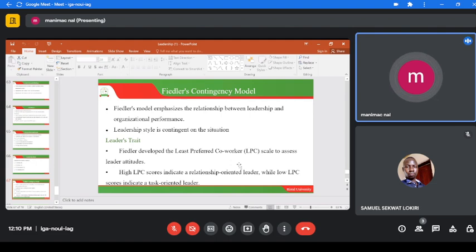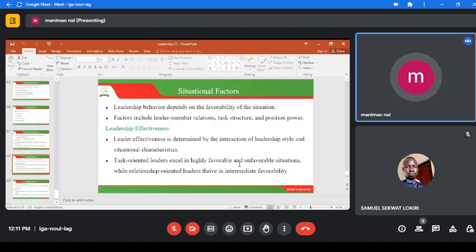So with the least preferred co-worker scale, we are looking at high and low. Higher, you're looking at the relationship-oriented leader. What is your relationship between you as a leader and your subordinates? The lower least preferred co-worker score looks at the tasks the leader is oriented to. Maybe it is what can make him perform more properly.